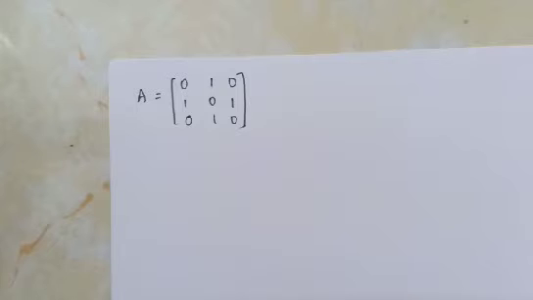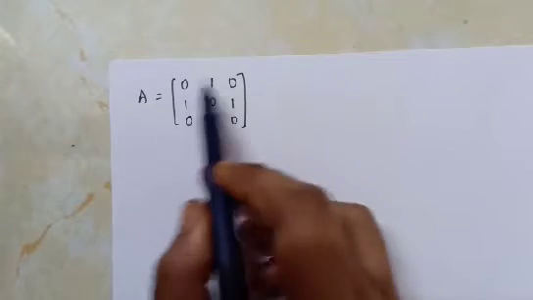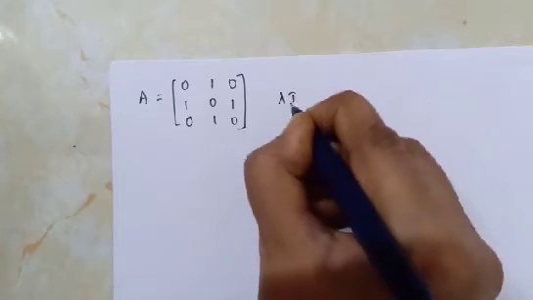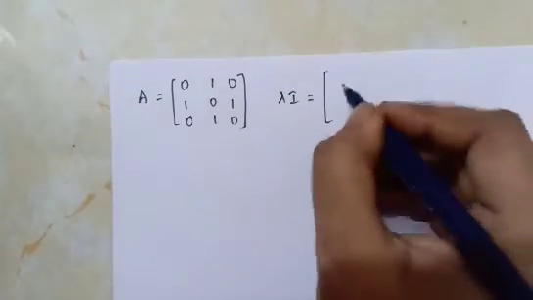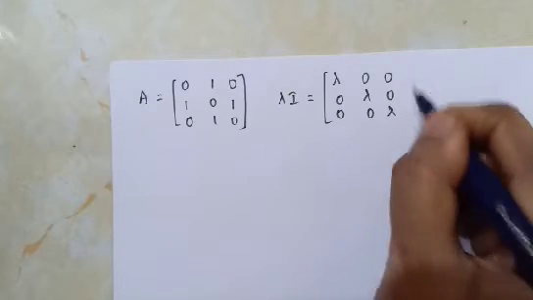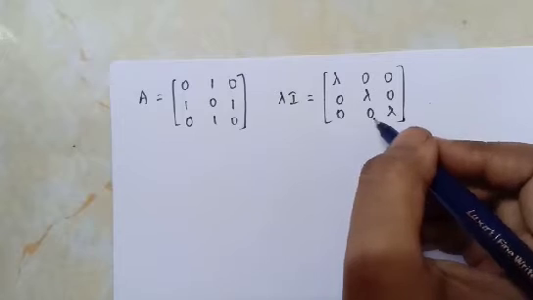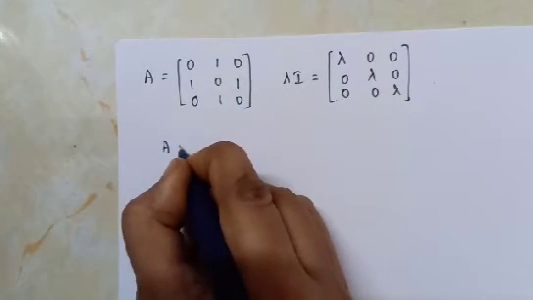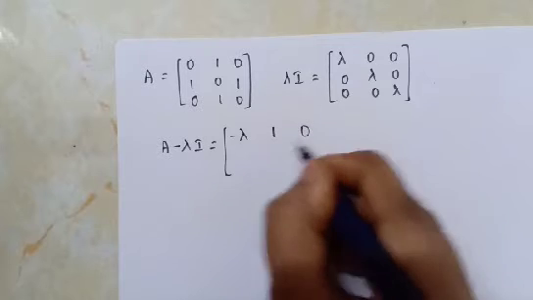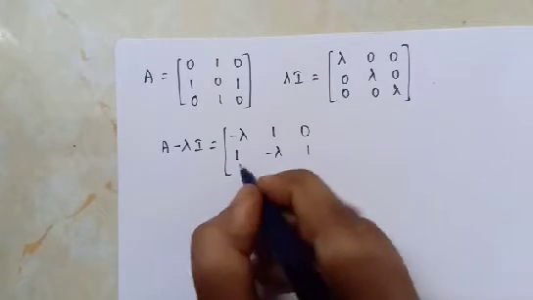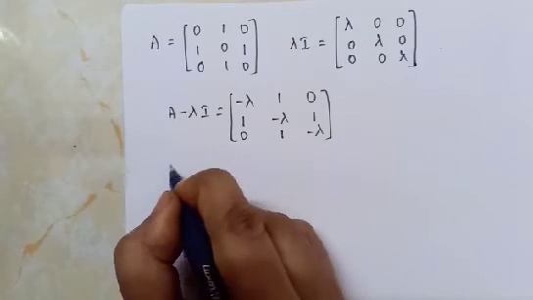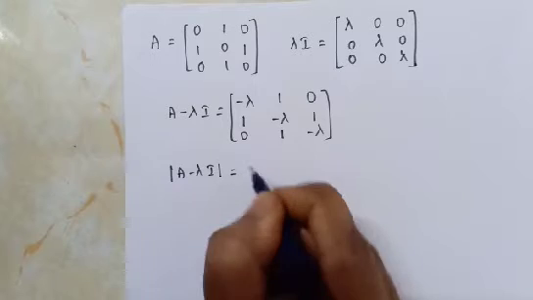Next, let us take a 3 by 3 matrix as an example for finding out the eigenvalues and eigenvectors. So this is our matrix. Then how do we start? We consider an identity matrix of the same order, then we find out lambda into I. So what will be lambda into I? This is a 3 by 3 matrix, so therefore I'll get lambda 0 0, 0 lambda 0, 0 0 lambda. Okay, identity matrix of order 3 by 3 multiplied by lambda. Then the matrix A minus lambda I, what do we get? We'll get minus lambda 1 0, 1 minus lambda 1, 0 1 minus lambda. Then equating the determinant of A minus lambda I to 0.